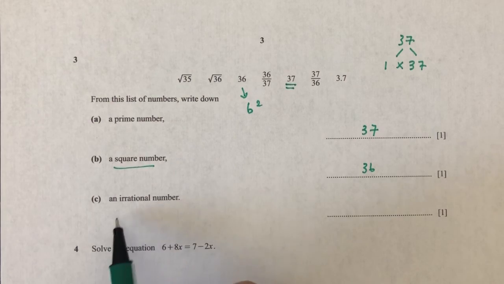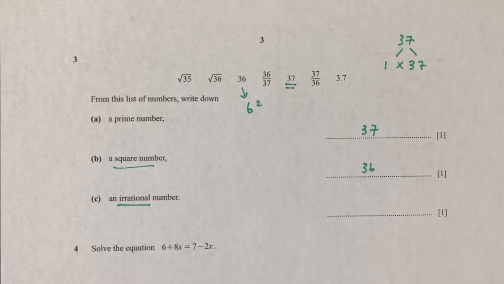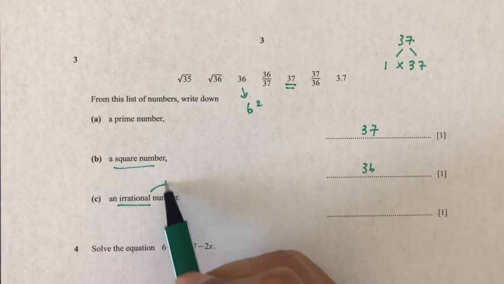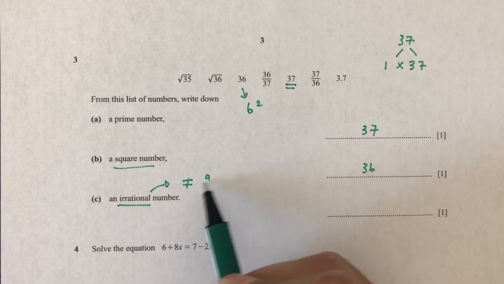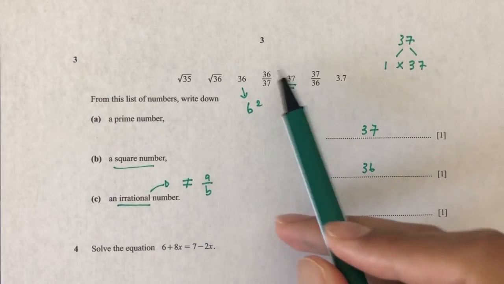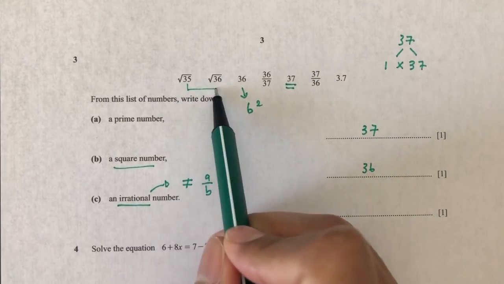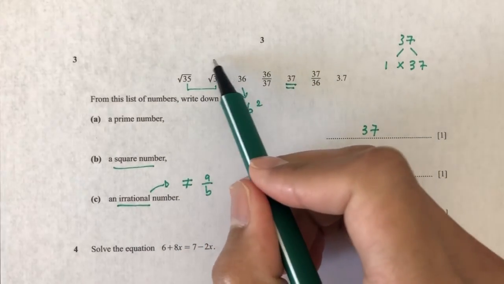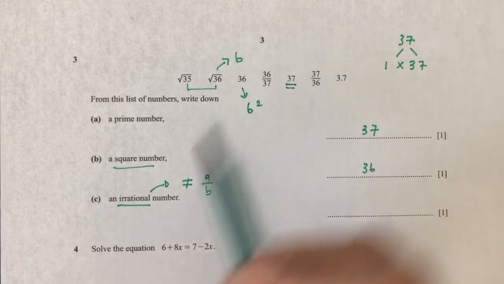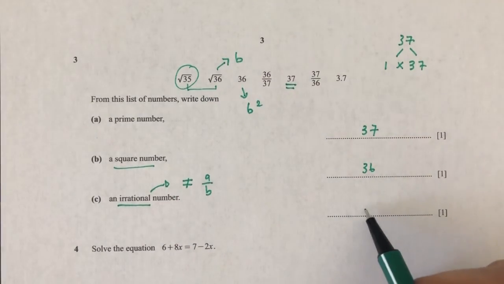What is an irrational number? First, an irrational number is a number which cannot be written as a fraction. So this is not, this is not, this is not. So we have only these two remaining. Now we know that the square root of 36 is actually 6, so this one will be irrational.